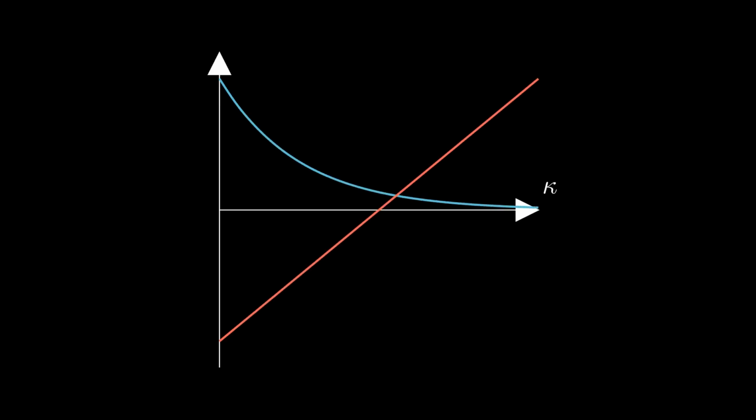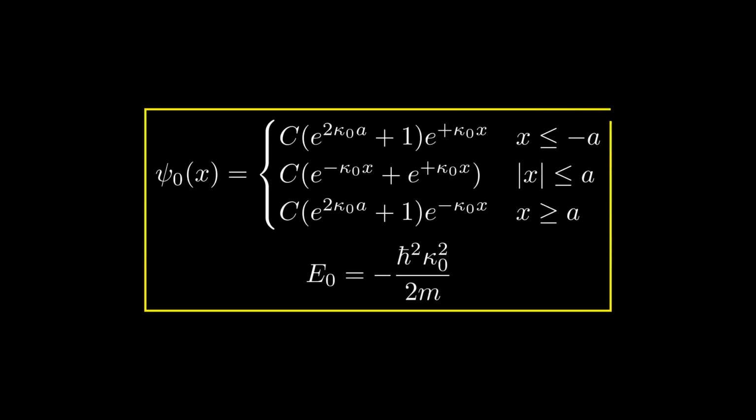Here's what a typical graph of these two functions looks like. As you can see, regardless of the slope of the line, which is the only thing that changes if we use different values of alpha and of the other parameters, there is always one intersection point, which we will denote as kappa equals kappa naught. Consequently, we have that there is a single even energy eigenstate with energy given by minus h bar squared times kappa naught squared divided by 2m, where the form of the eigenstate is given as follows. Of course, you can compute C by normalizing the eigenstate, but I'll leave that as an exercise for the viewer.